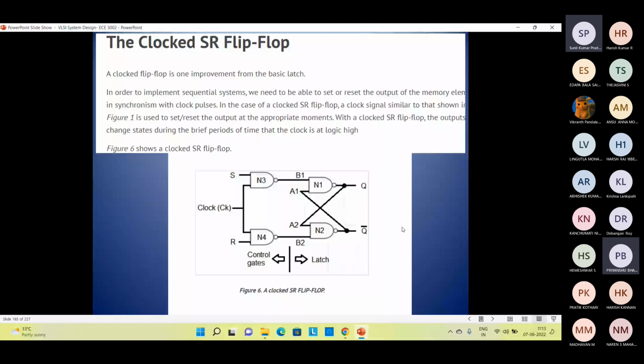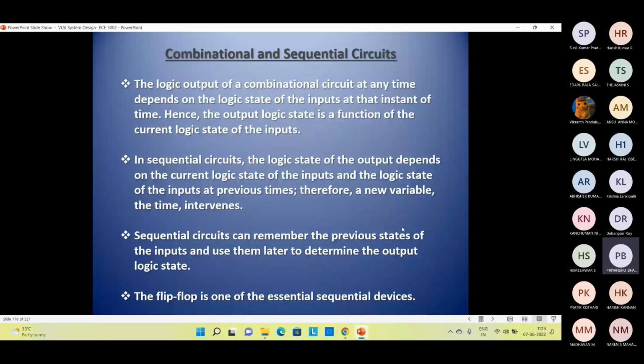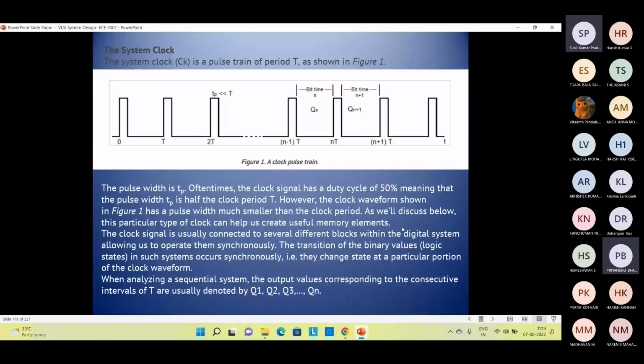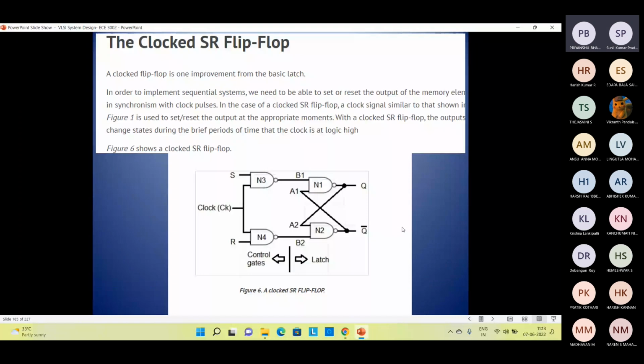Okay. Now in the case of the clocked SR flip-flop, the clock signal is similar to that shown in figure 1, the figure 1 which I have discussed here. So in figure 1, it is used to set or reset the output at the appropriate moment. Now with the clocked SR flip-flop, the output changes state during the brief period of time that the clock is logic high. Okay. Now this is actually the clocked SR flip-flop.